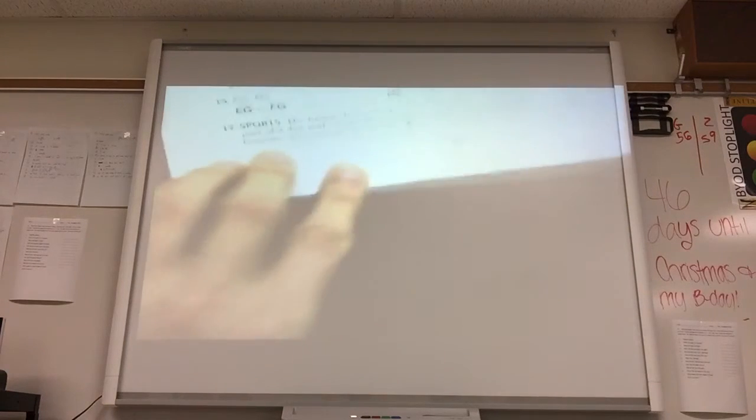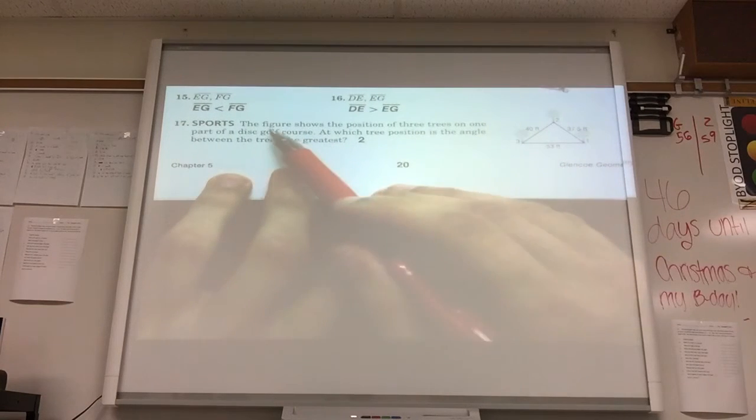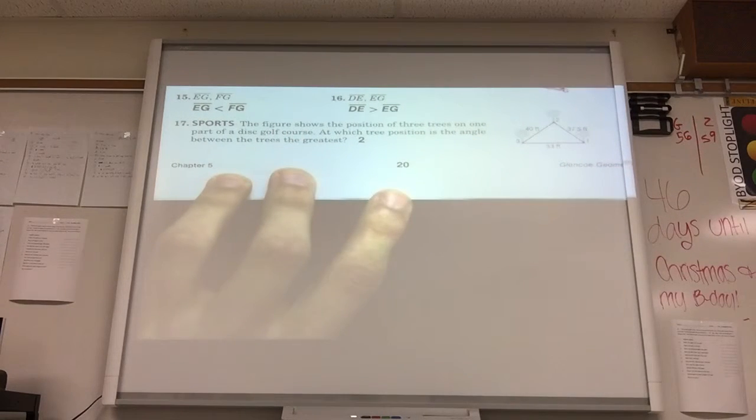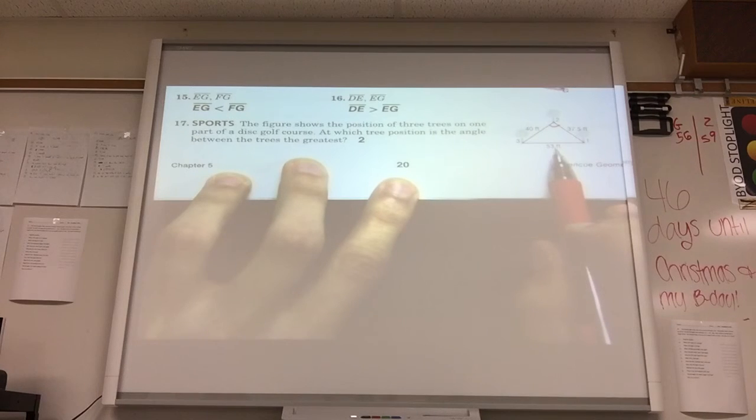All right, next one. I haven't seen these, so you're going to have to be a little patient with me. But it says sports. The figure shows the position of 3 trees on one part of a disc golf course. At which tree position is the angle between the trees the greatest? It's just saying which angle is the biggest. 2. Yep, this one. 2. Because it's across from the longest side. Does that make sense, guys?